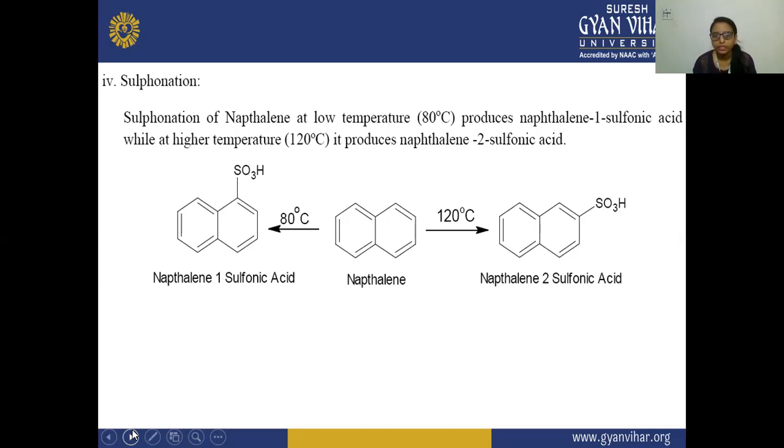And if the naphthalene undergoes sulfonation with H2SO4 at a high temperature, at 120 degrees centigrade, it produces this naphthalene 2 sulfonic acid.